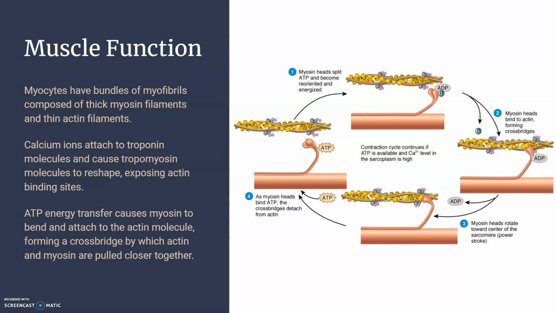Myocytes have bundles of myofibrils composed of thick myosin filaments and thin actin filaments. Calcium ions attach to troponin molecules and cause tropomyosin molecules to reshape, exposing actin binding sites. ATP energy transfer causes myosin to bend and attach to the actin molecule, forming a cross bridge by which actin and myosin are pulled closer together.